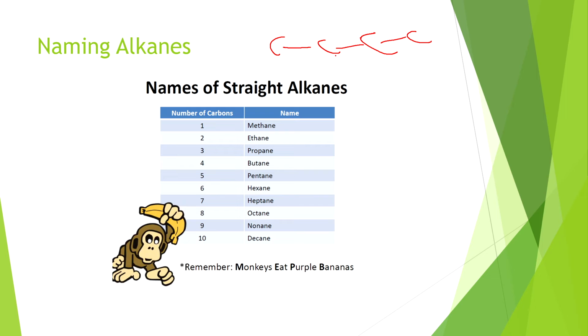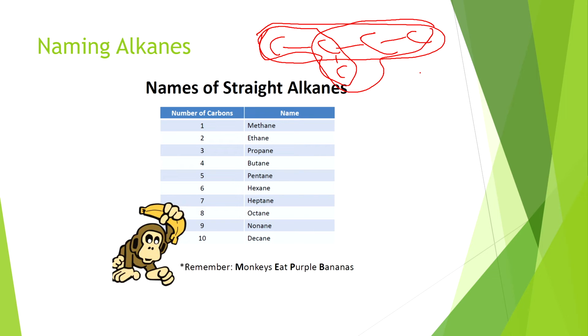However, once I add 1 carbon over here, we can see that this is no longer a complete chain anymore. We can classify this part as a chain. We can classify this whole thing as a chain. We can classify this part as a chain. There are different chains here, and this is not a straight alkane anymore.